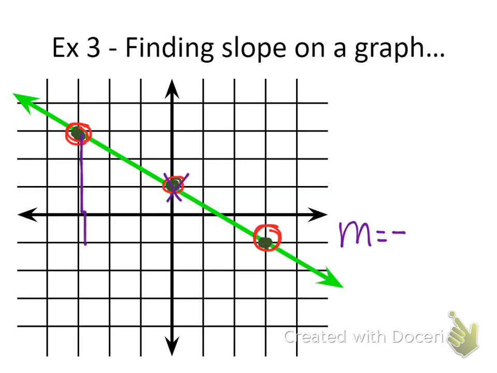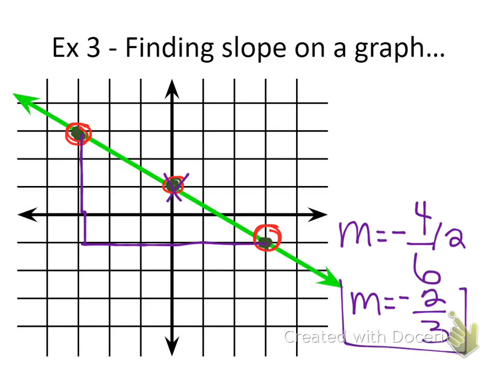4. Okay, so 4. And then how many spots am I going to run? 6. What's wrong with this? It's not simplified, okay? What are you going to say, Ben? Okay, so to simplify it, we're going to divide by 2 and get slope equals what? Negative 2 over 3. So there's our final answer. I got that answer, but you did so many more steps.